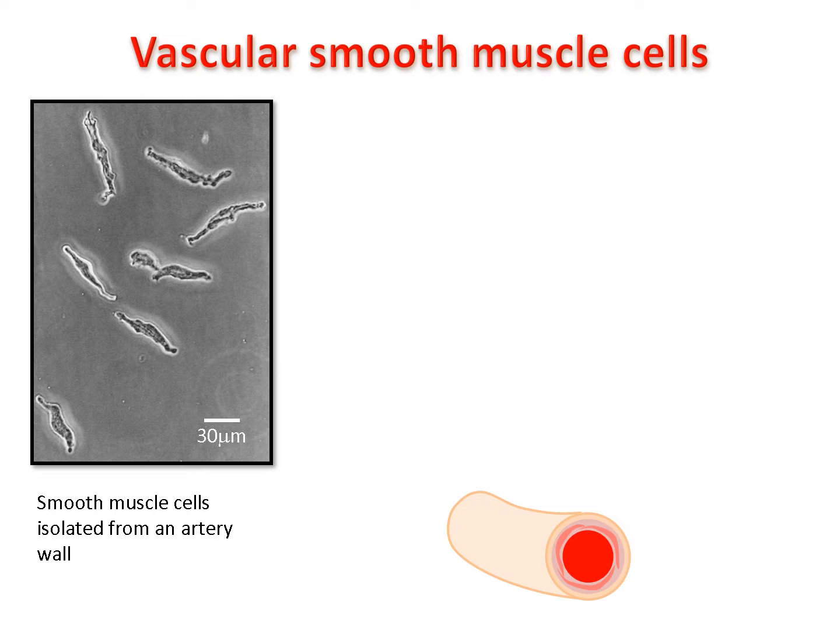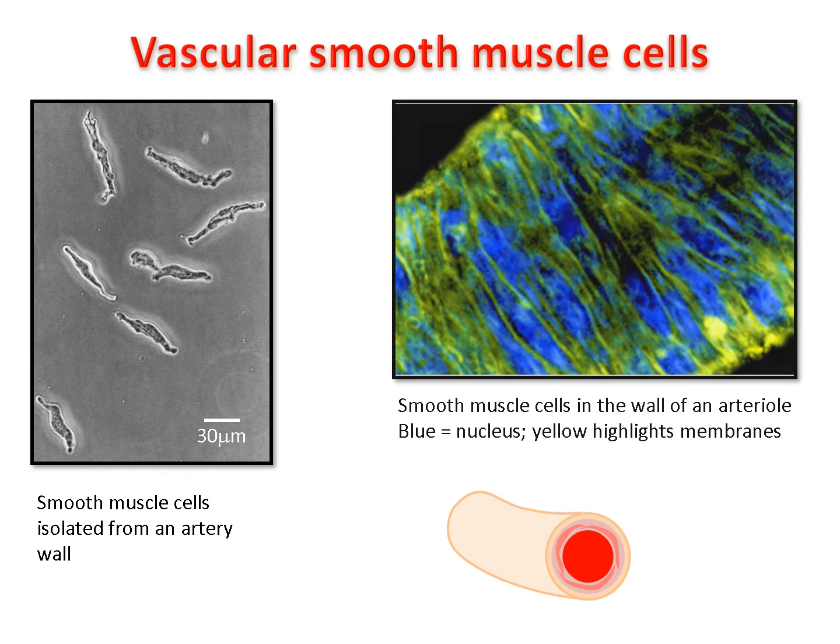This photograph shows smooth muscle cells that have been isolated from an artery wall. You can see that the cells are long and skinny. This fluorescence image of an arteriole shows how the muscle cells are oriented around the vessel wall. The blue stain shows individual cell nuclei, while the green stain is due to a voltage-sensitive dye and it's brightest around the cell membranes. So you can distinguish individual smooth muscle cells in the vessel wall.